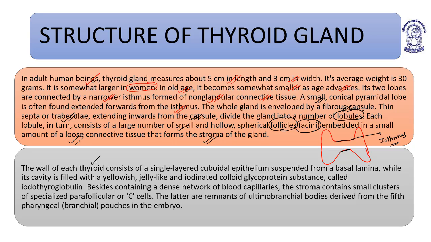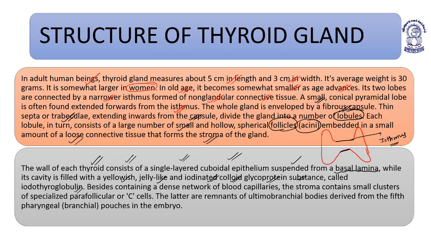Now, the wall of each thyroid follicle consists of a single layered cuboidal epithelium, and it remains suspended from the basal lamina, while its cavity is filled with yellowish, jelly-like, and iodinated colloid glycoprotein substance called iodothyroglobulin.